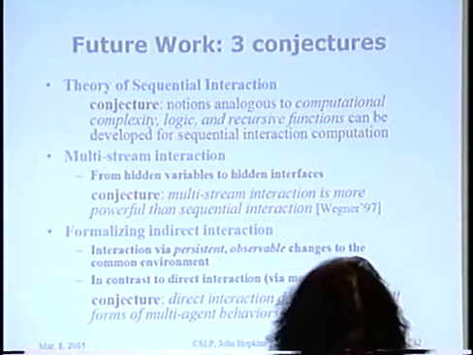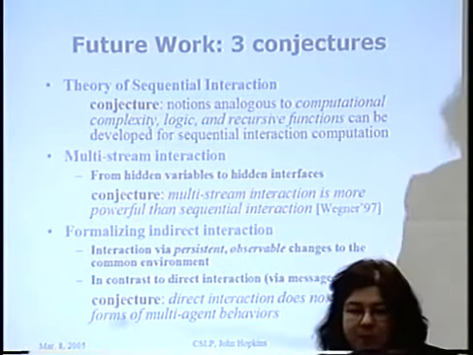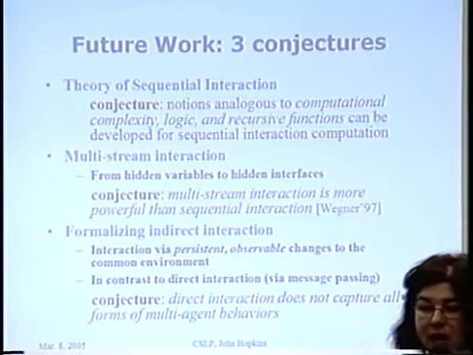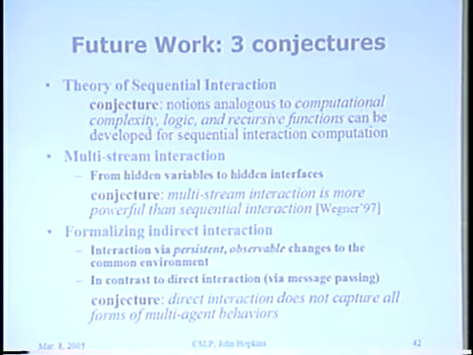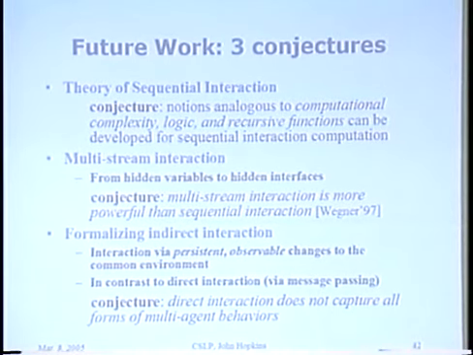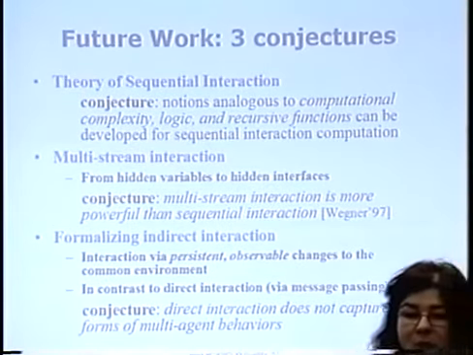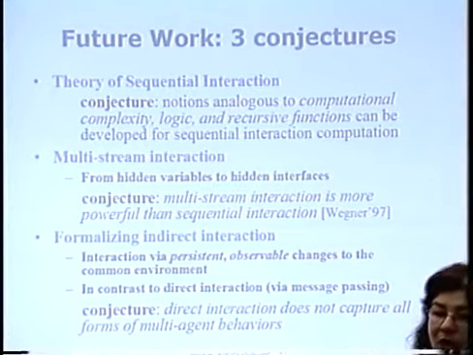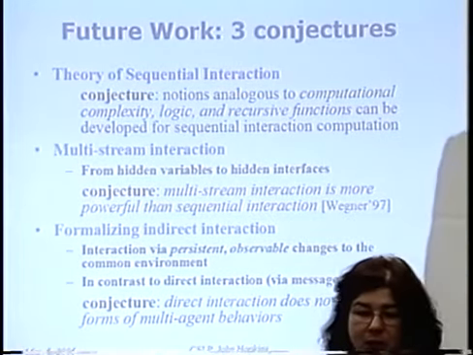And so I'll conclude with the 3 conjectures that I currently have that it would be nice to prove. The first is that within sequential interaction, one can develop notions analogous to the notions within Turing machine computation for computational complexity, for logic, and for recursive functions. So analogous notions can be defined here as well.